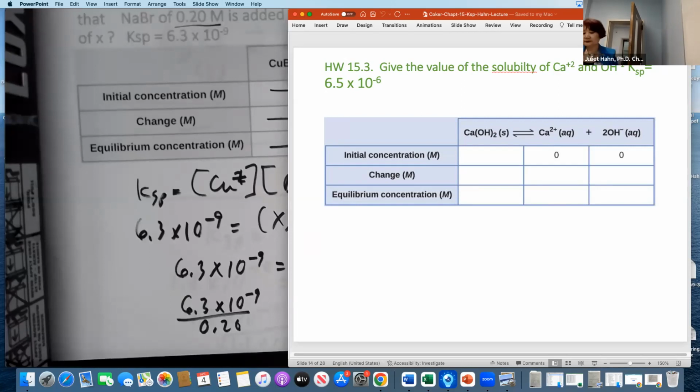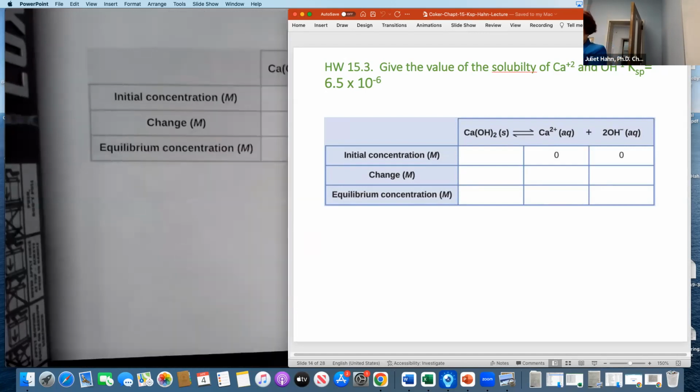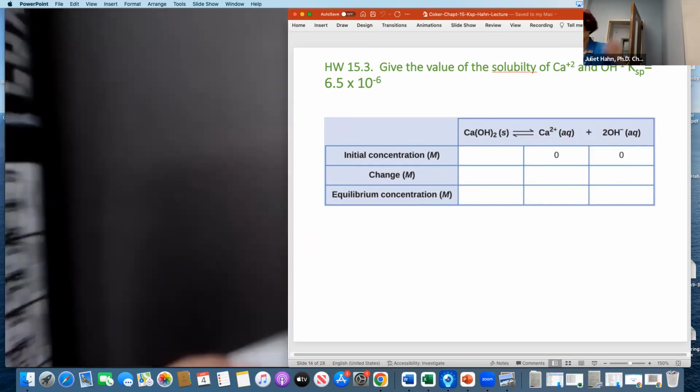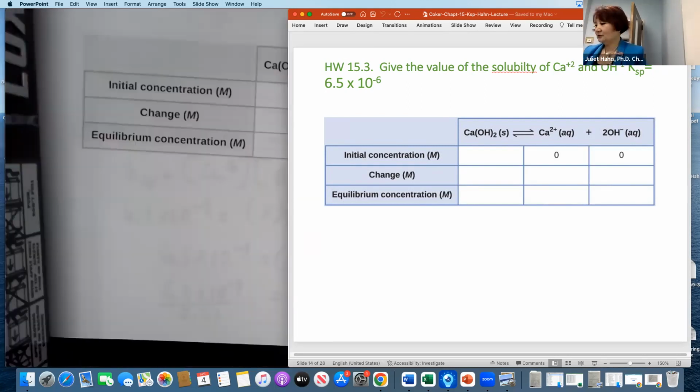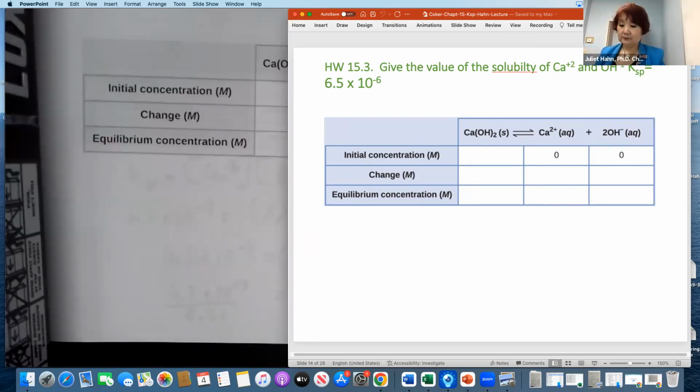So we're doing so many ICE tables that, when we were doing ICE tables initially, you said, oh my gosh, what the heck is this? How do we do this? I bet by now it's like, oh, another ICE table, I know how to do that. And actually on the last quiz, you all did very well on the ICE table.